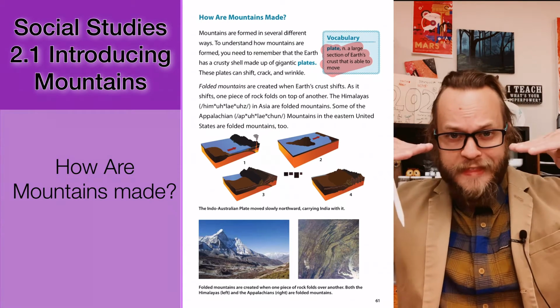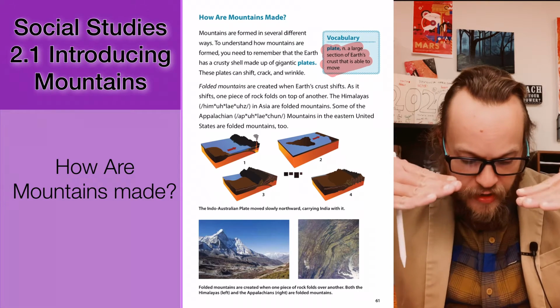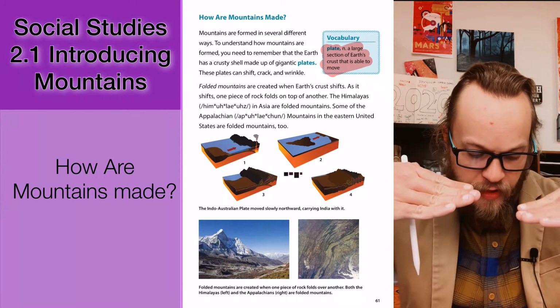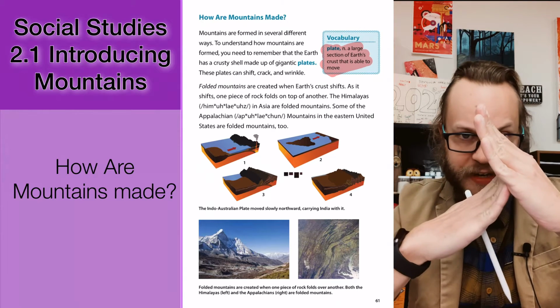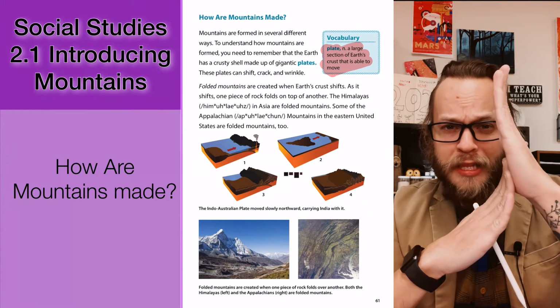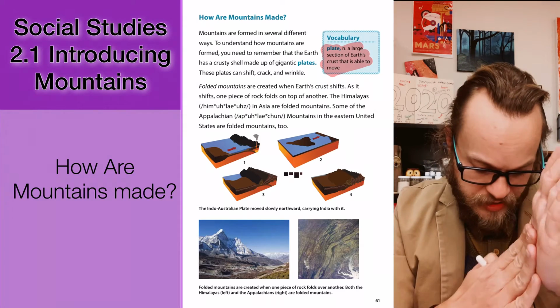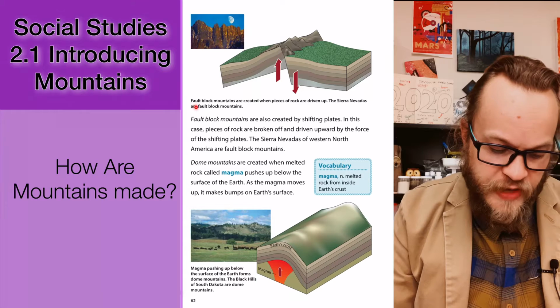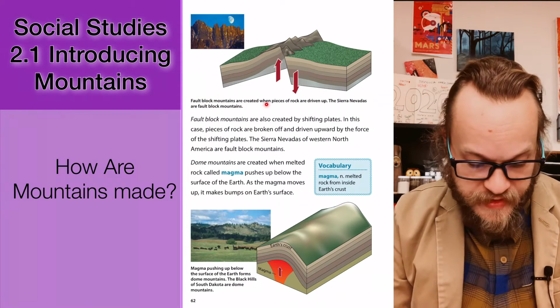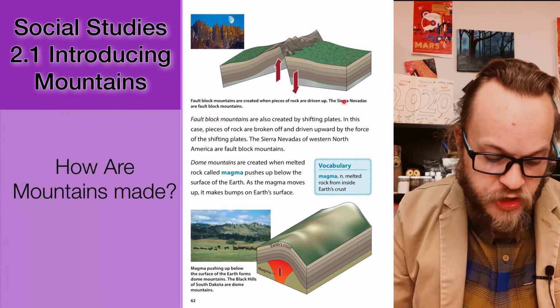So you've got the two crusts. They're coming together. And as they crunch into each other, the mountains get taller and taller and taller. Okay? We also have fault block mountains that are created when pieces of rock are driven up.